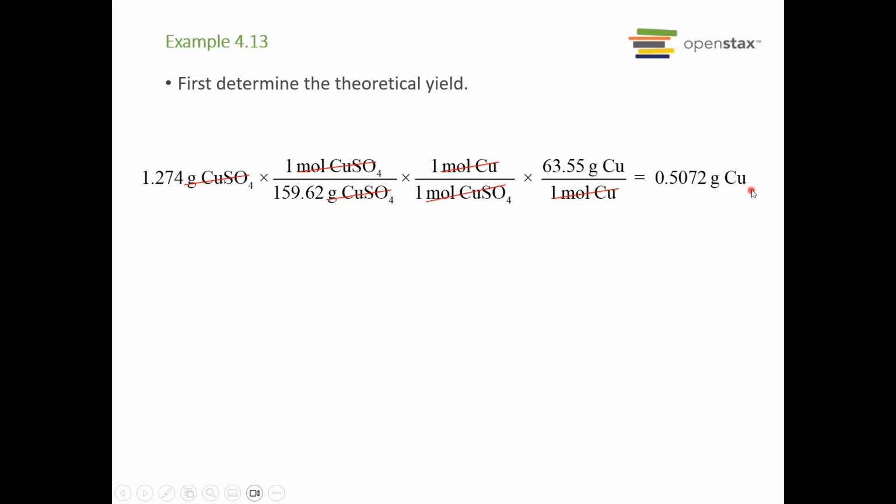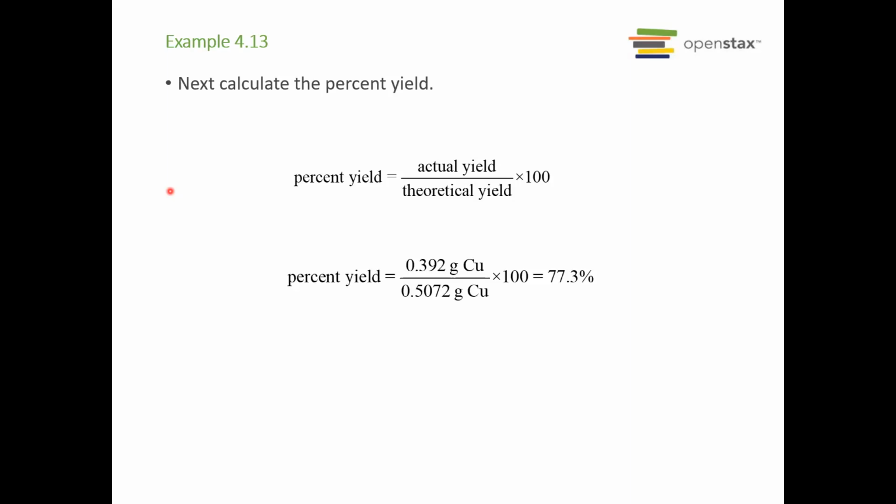So this 0.5072 grams of copper is the theoretical yield if we started with 1.274 grams of copper(II) sulfate. So again, that's the best case scenario. That's if this reaction works 100% perfectly. But in reality, we only recovered 0.392 grams of copper. So we do the actual over the theoretical, 0.392 over 0.5072, and then multiply by 100 to make it a percentage, and get 77.3%. And then again, when I mentioned the units cancel earlier, now we've got grams of copper over grams of copper, that's all going to cancel. So we're just focused on the values now.